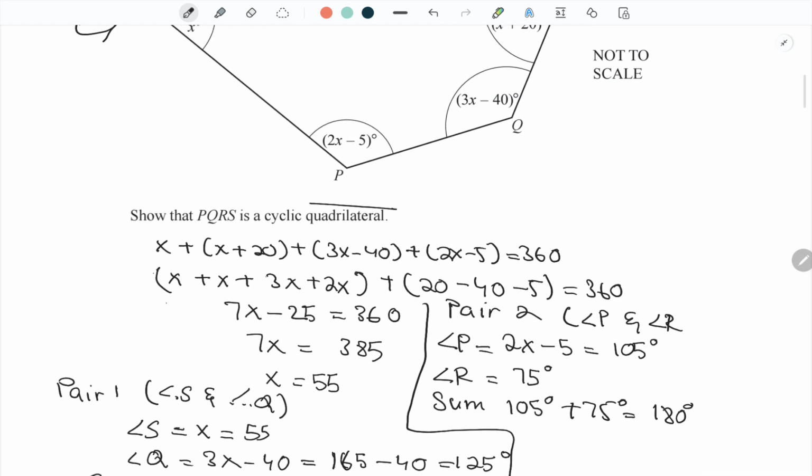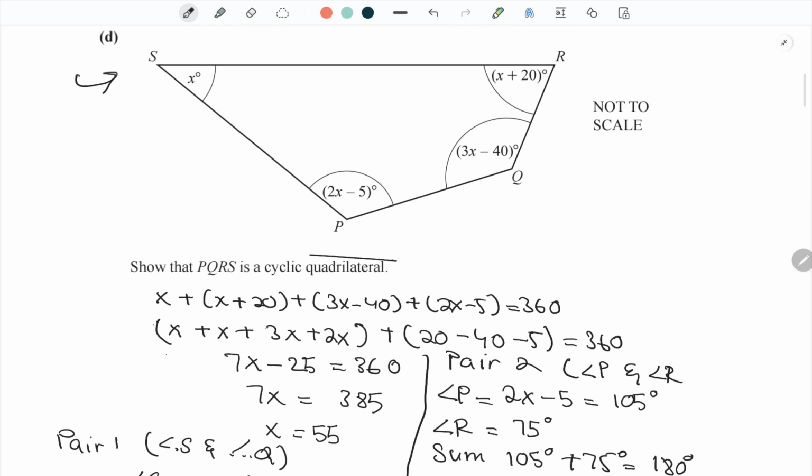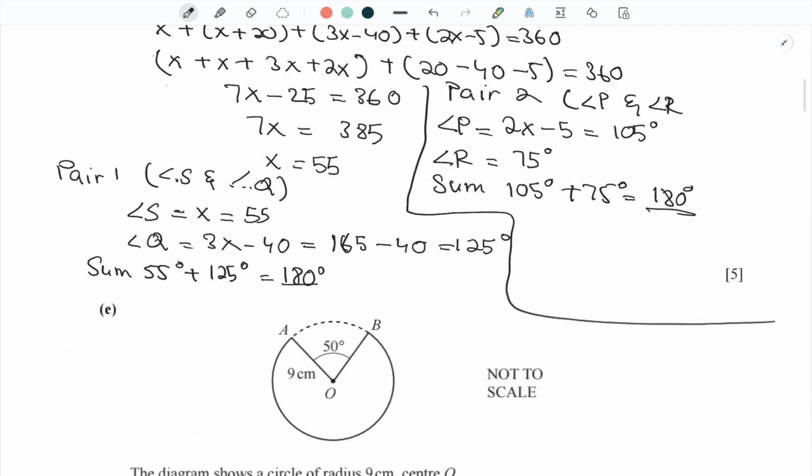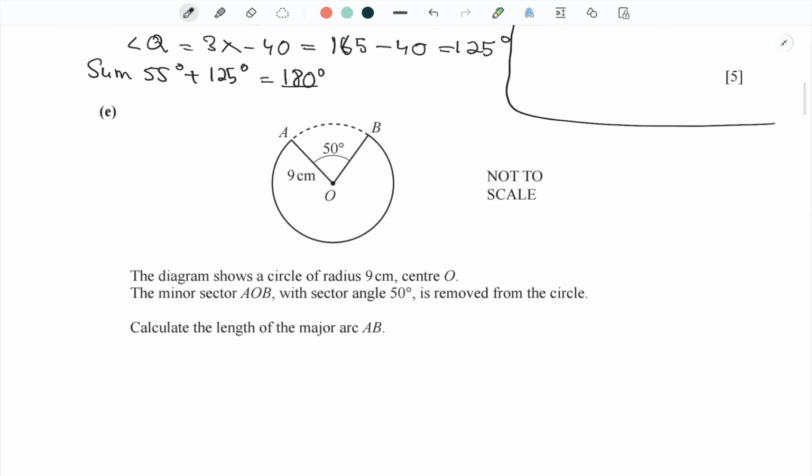So the conclusion of this question, we see that both answers are the same. That means since the opposite angles sum to 180 degrees, see that 180 degrees we have, so that means PQRS is a cyclic quadrilateral, right? I hope you understand this one. Now we move on to the next question.